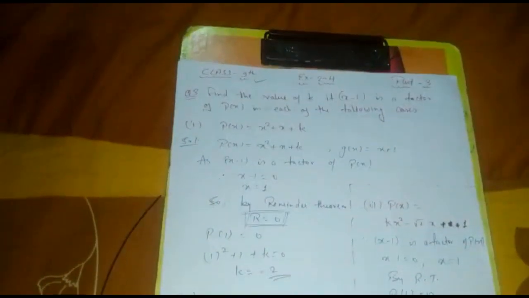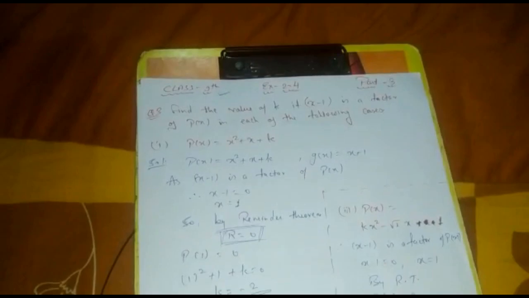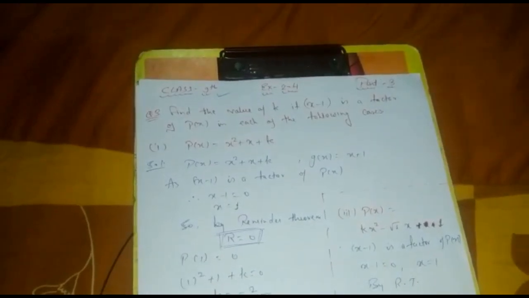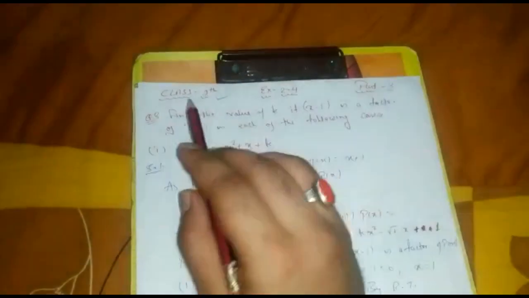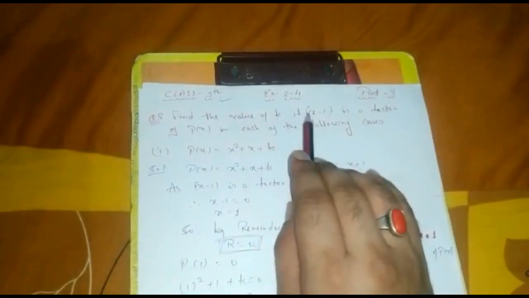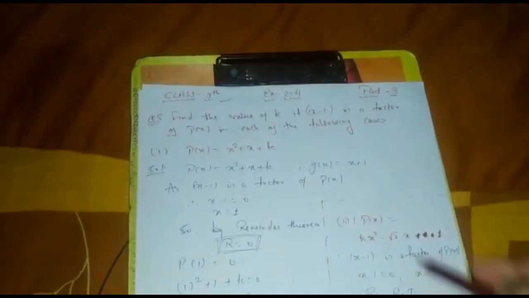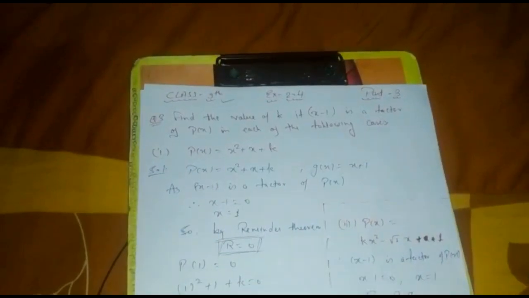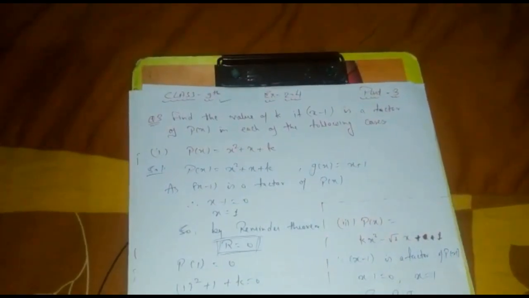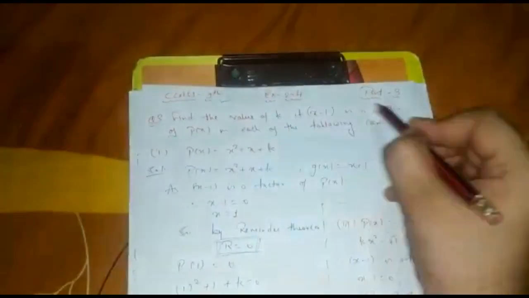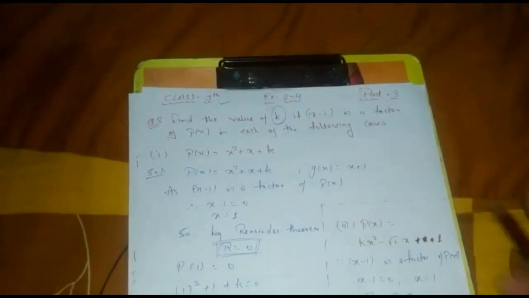Now we are having the same question, but the concept is a little bit different. So you have to understand the concept first and then solve the problem. Find the value of k if x minus 1 is a factor of p(x) in each of the following cases. Here we have 3 to 4 cases, and we will discuss them one by one and find out the value of k.